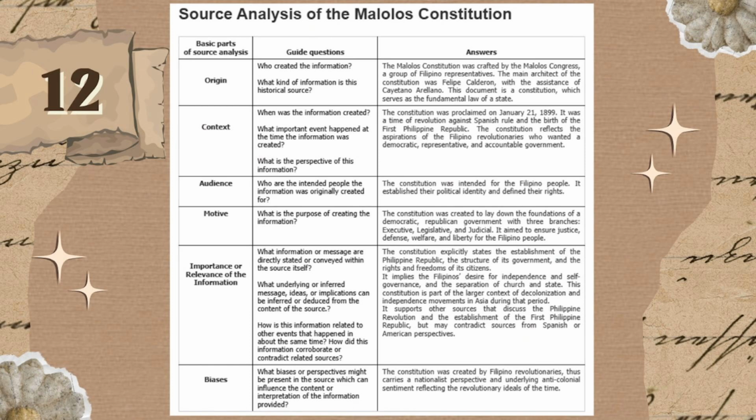The last one is the biases. What biases or perspectives might be present in the source which can influence the content or interpretation of the information provided? The Constitution was created by Filipino revolutionaries, thus it carries a nationalist perspective and underlying anti-colonial sentiment, reflecting the revolutionary ideals of the time.